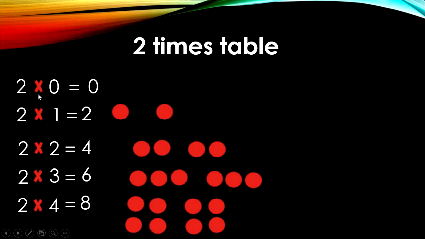Okay, 2 times 0 is 0. 2 times 1 is equal to 2. 2 times 2 is 4. 2 times 3 is 6. 2 times 4 is 8.